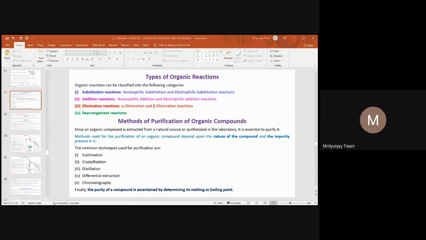Then we saw the chromatographic techniques. Chromatography is used to separate mixtures into their components, to purify compounds, and to test the purity of compounds. We also measure using chromatography. Mainly two types of chromatography methods are there that we saw: adsorption chromatography and partition chromatography. In adsorption chromatography we see column chromatography as well as thin layer chromatography, and in partition chromatography the most famous is paper chromatography.